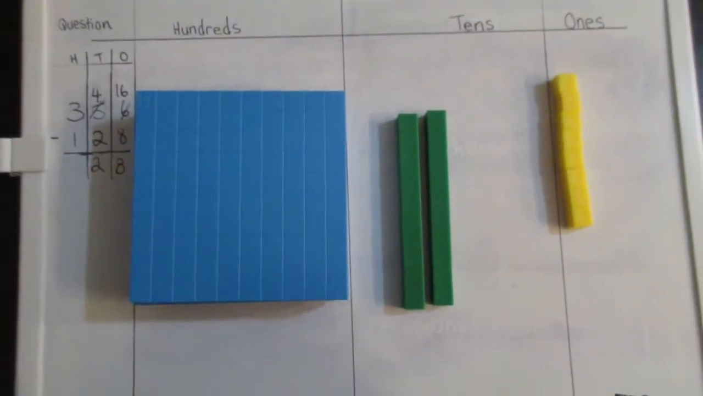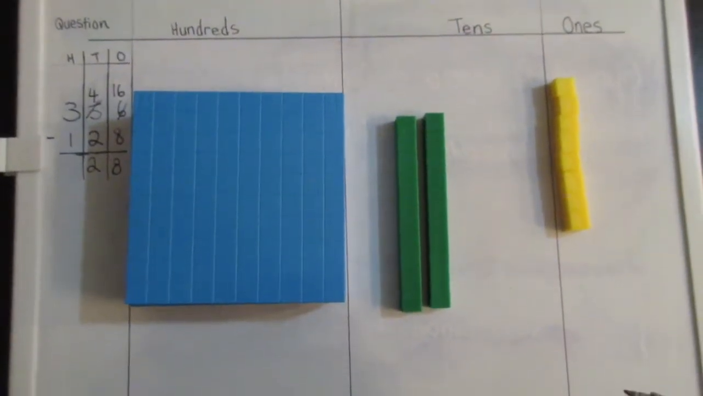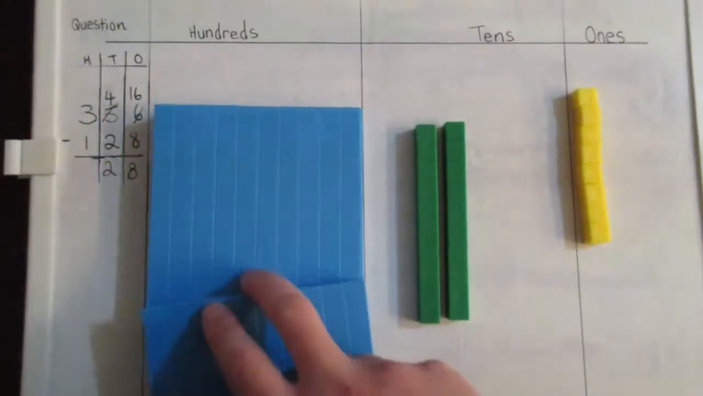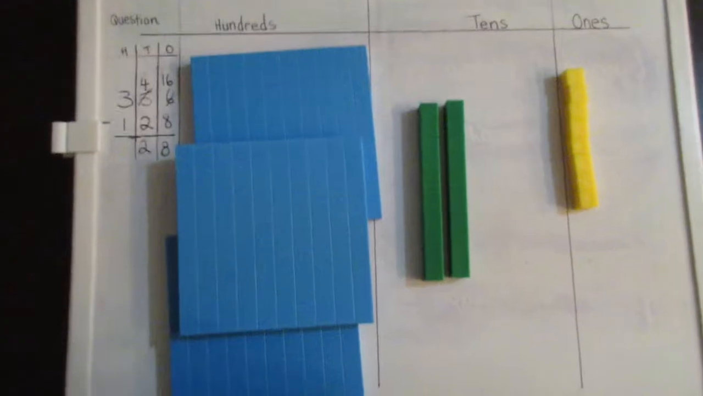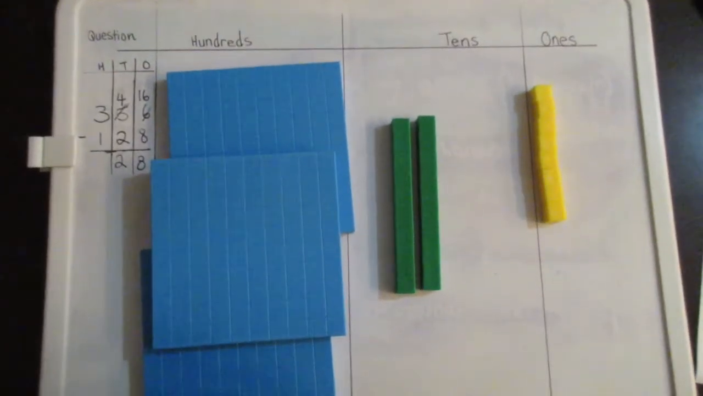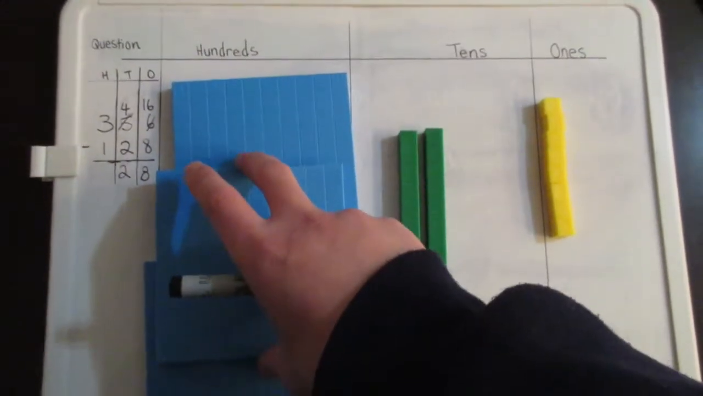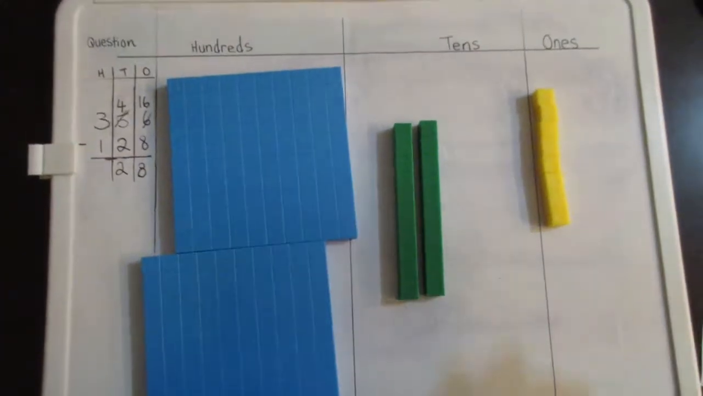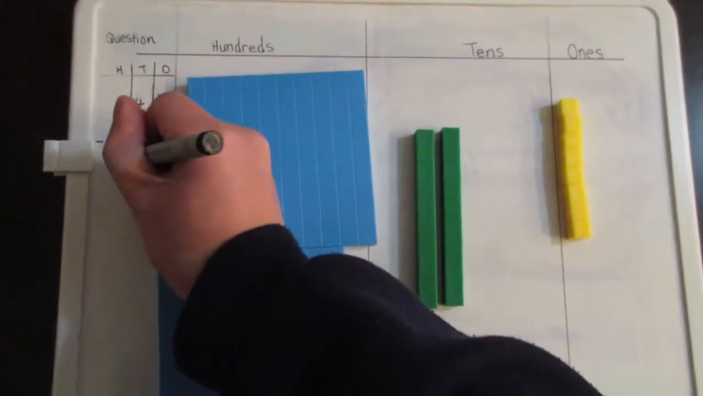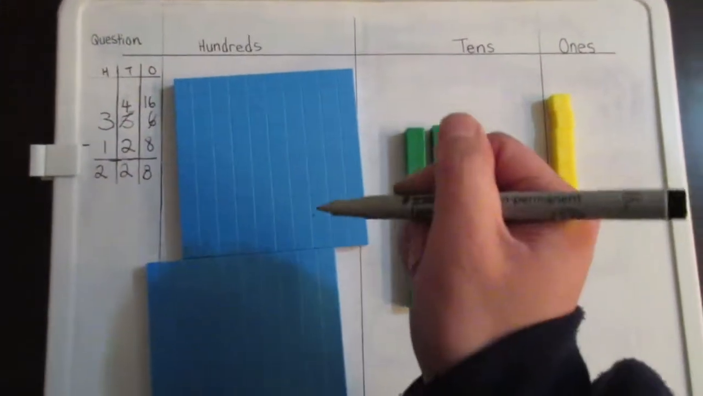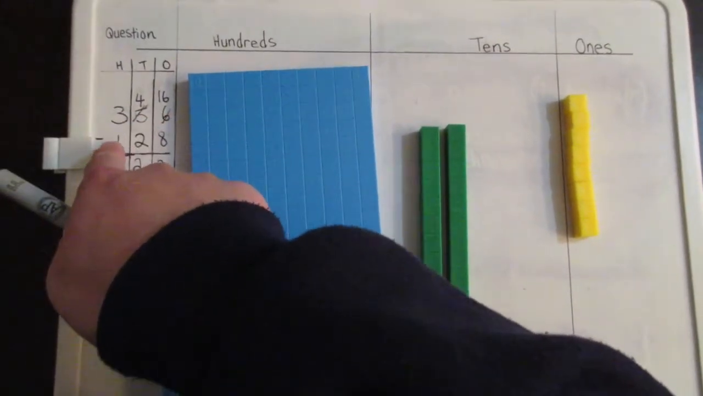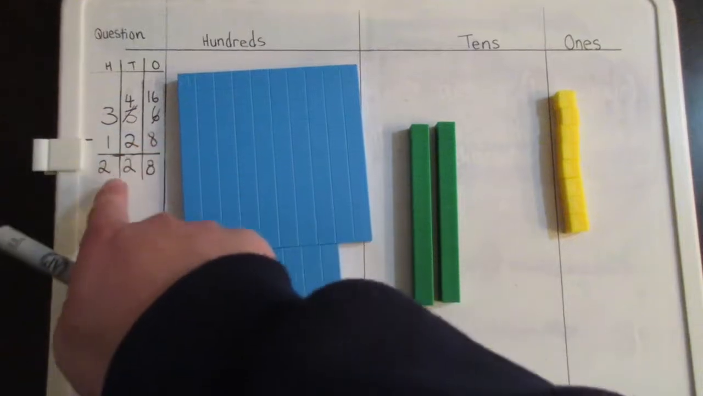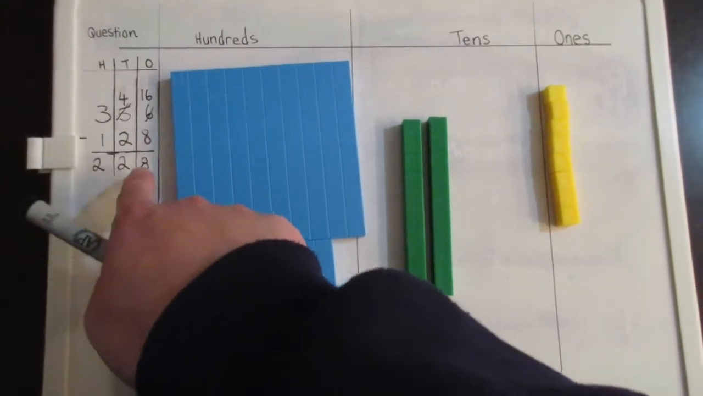Now I have my hundreds place value left. I have 3 hundreds. If I have 3 cookies, I can eat 1. So I'm going to take 100 away and I'm left with 200s. So 356 subtract 128 is equal to 228.